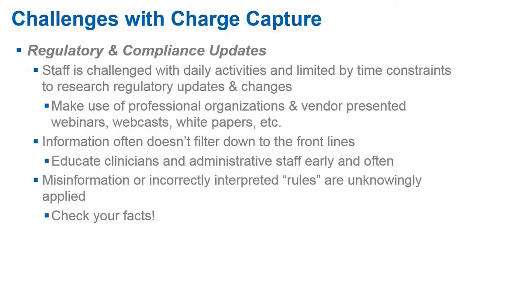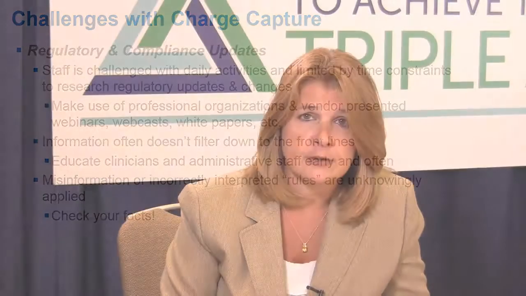Misinformation or incorrectly interpreted rules are going to be a problem. So you want to, again, make sure that you've checked your facts before you've disseminated the information. You don't want to just pass on a rule that you think you heard from someone else in the department. You want to make sure that you've checked it, make sure you've gotten the regulatory adherence policy down, and then you send it out to your staff. We don't want anyone implementing the wrong rule or the wrong edit or anything of that nature.